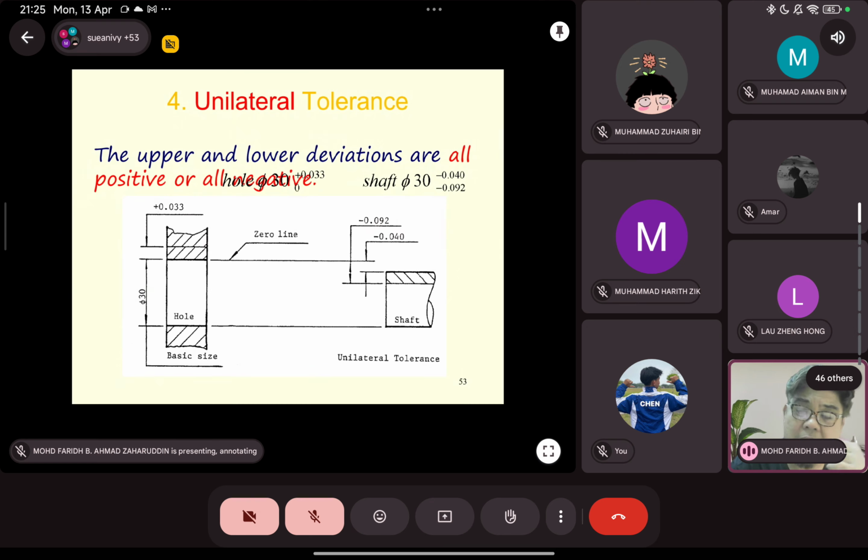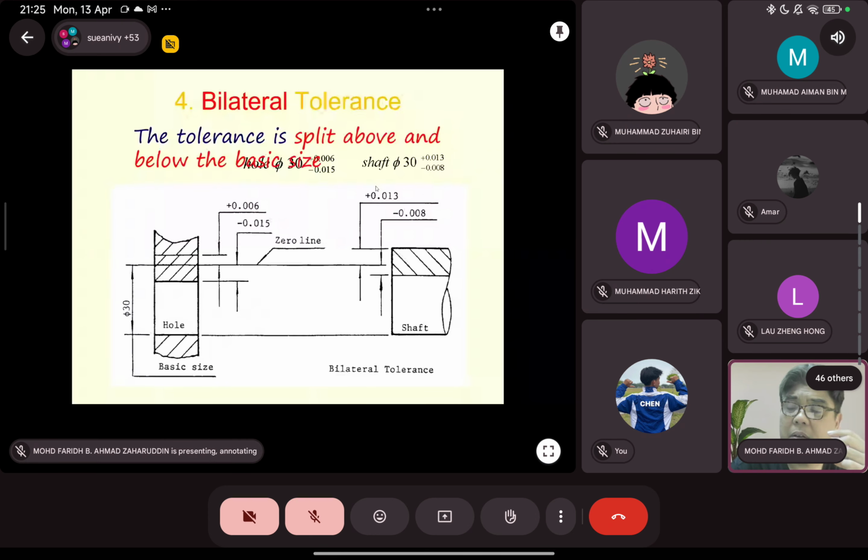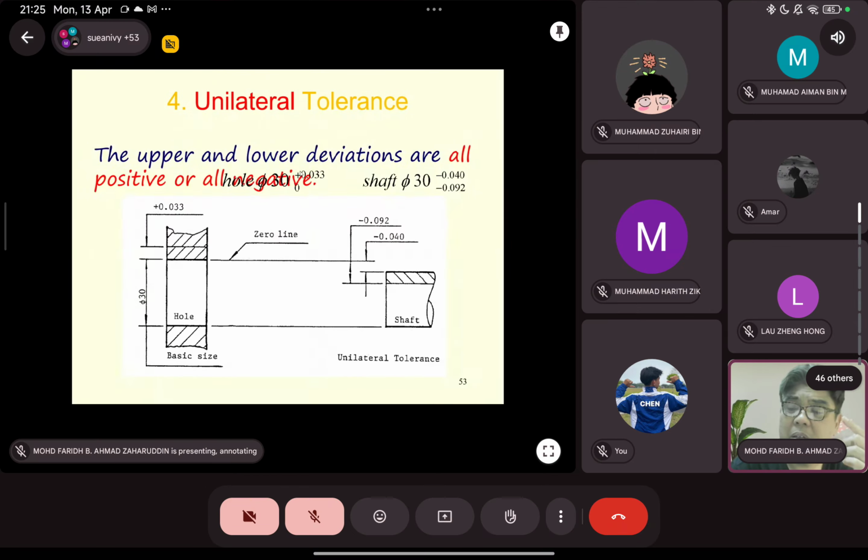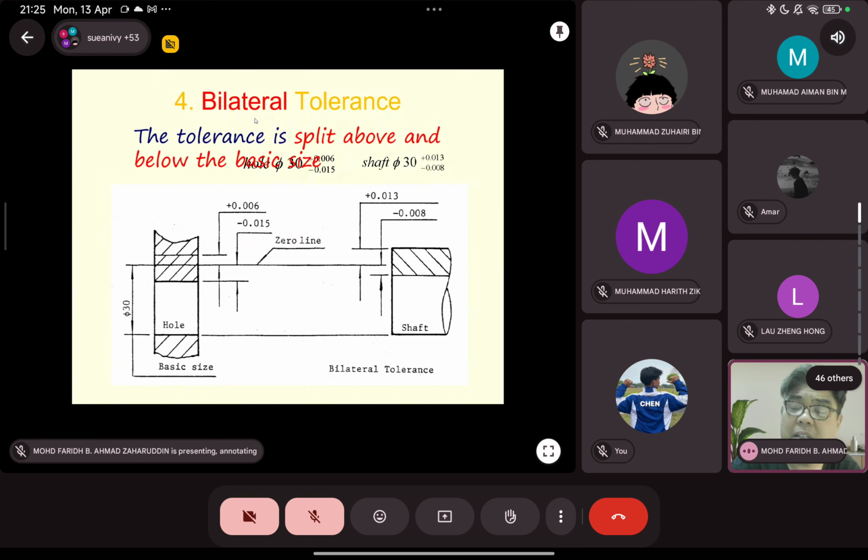All right. This is the unilateral. You know, just now I did mention, for example, unilateral: both sides minus, minus, or zero. It shows both sides. This is bilateral. You will see that it shows plus and minus. Unilateral, both sides are the same: positive, positive, negative, negative. Bilateral is not the same. One is positive, one is negative.